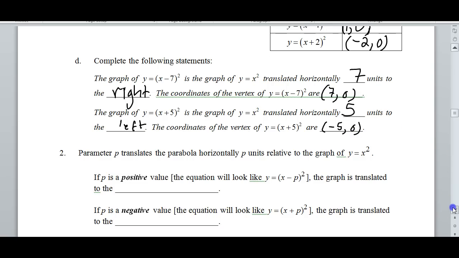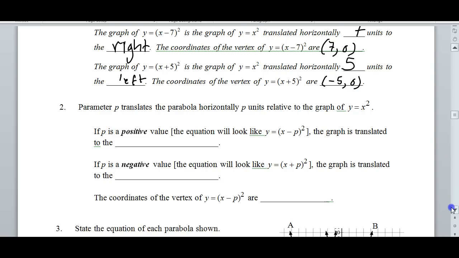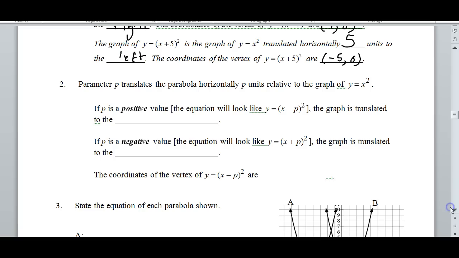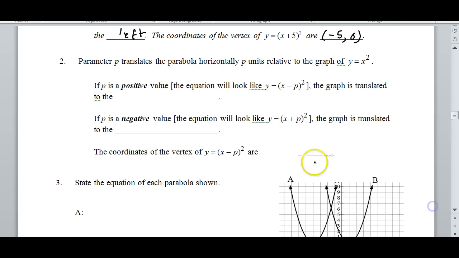Parameter p translates the parabola horizontally p units relative to the graph of y equals x squared. If p is a positive value, the equation will look like y equals x minus p quantity squared, and the graph is translated to the right. And if p is a negative value, the graph is translated to the left. And the coordinates of the vertex will be p, 0.